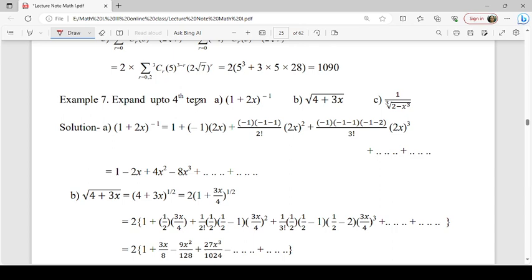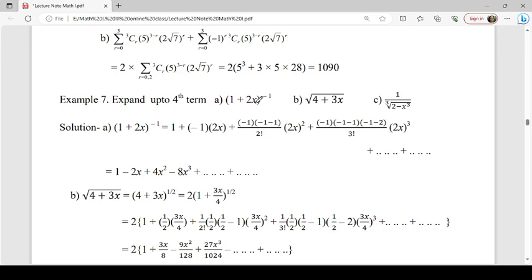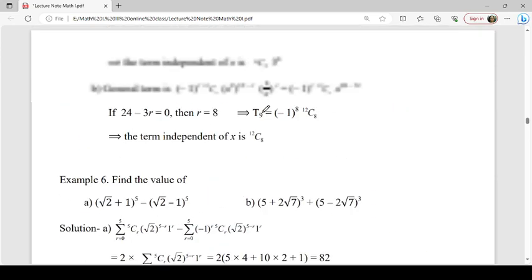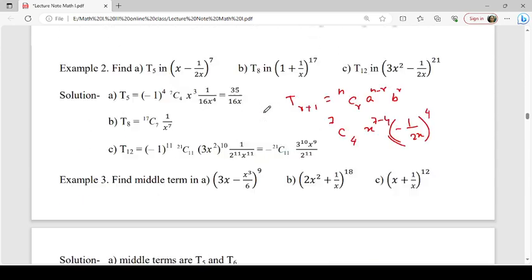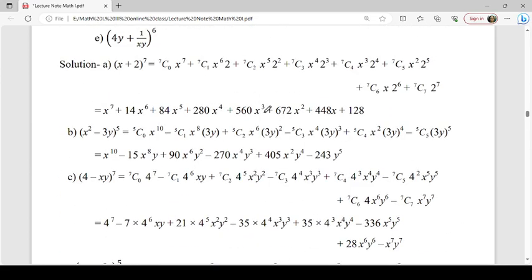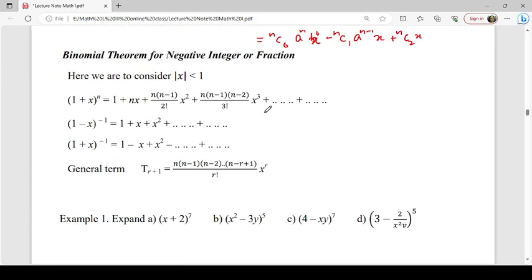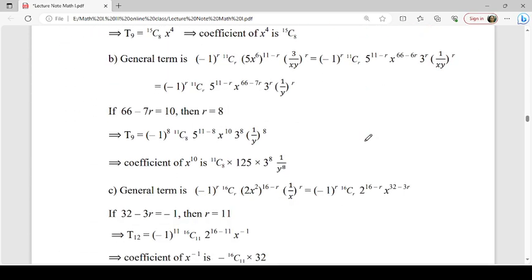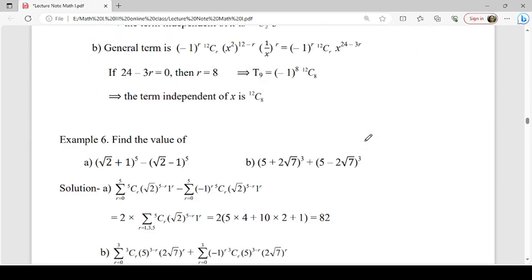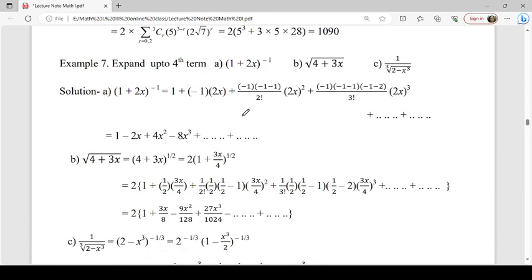and expand up to the fourth term. So this is for the general binomial theorem. So the general binomial theorem, this is our formula: (1 plus x) whole to the power n. So this formula we are applying here, up to the fourth term.